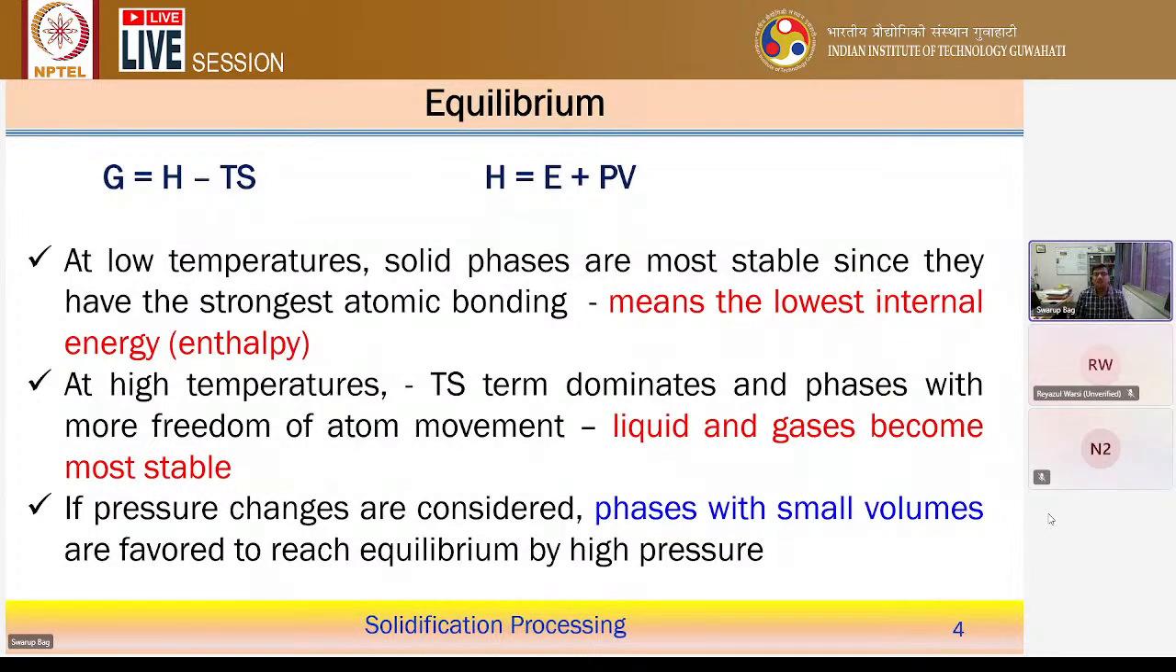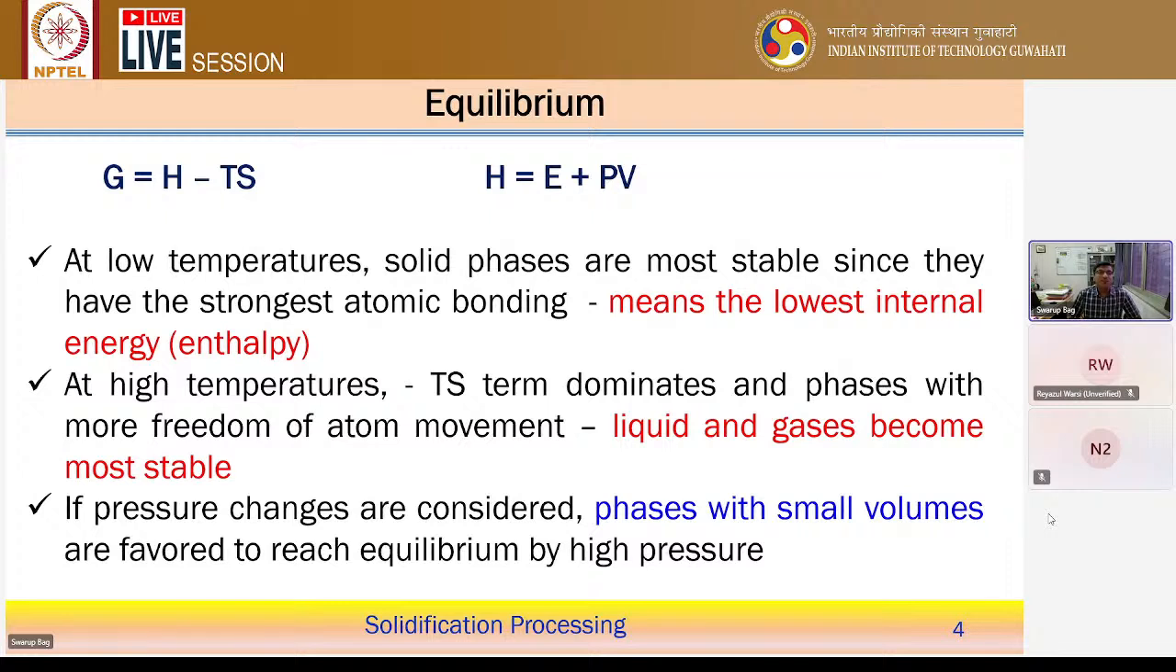So what we can see is that trying to reach lower values of the enthalpy, which means the lowest internal energy of a system, is one way to reach the stable state, and that is true in the case of the solid phase. But in the case of the liquid or gaseous phase, the entropy becomes very, very high at high temperature. So liquid and gaseous phases are much more stable at high temperature.